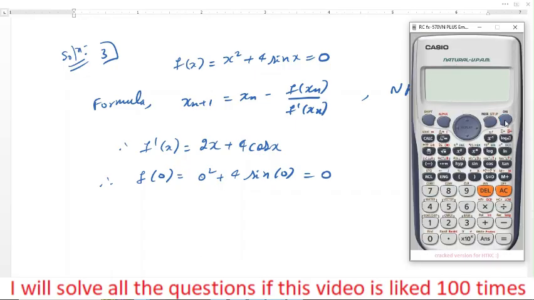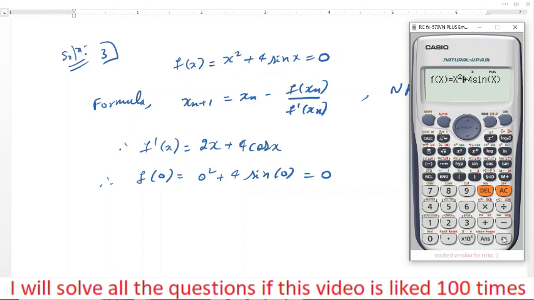Okay, let us try on the calculator, students. Go to mode setup, go to the table. Now we'll enter x square, then plus 4, then sine x, using alpha x for x. This is the actual question. So now just press equal. Okay, here we have x square plus 4 sin x.